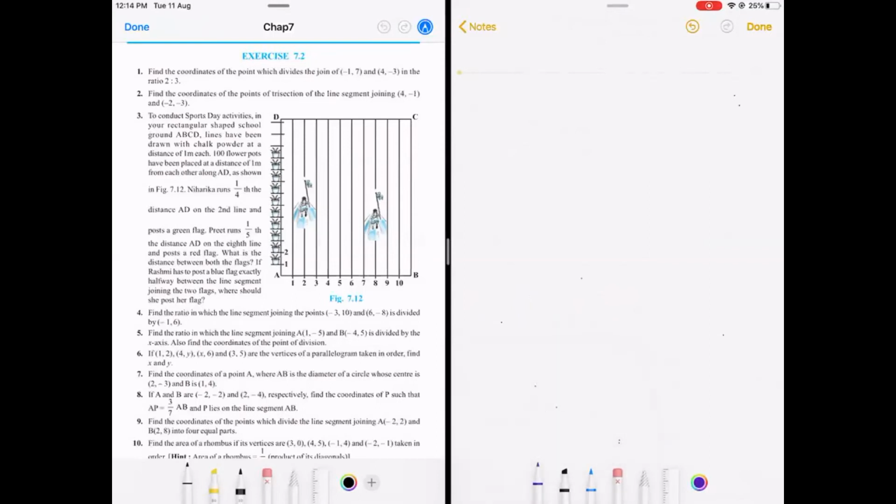Now comes the next question. Find the ratio in which the line segment joining these coordinates is divided by the x-axis. The coordinates of A are given to us. Coordinates of B are given to us. And a line is divided on the x-axis. It means the coordinate of C is on the x-axis, where y is always 0.